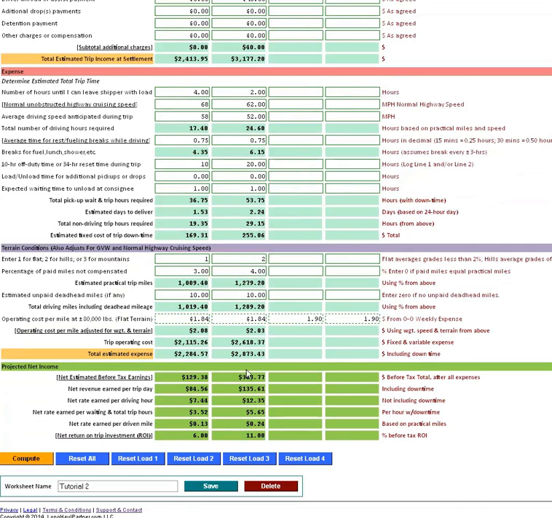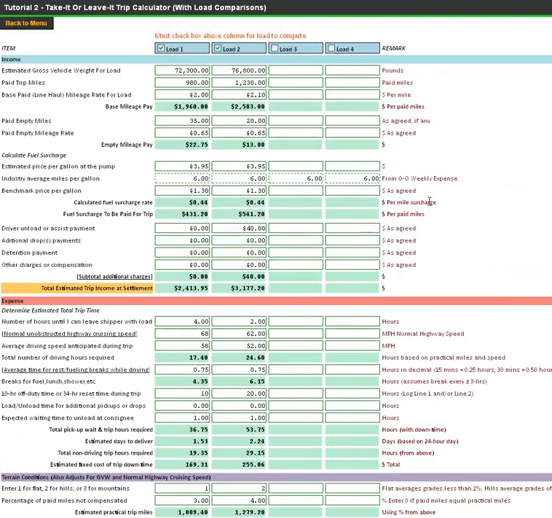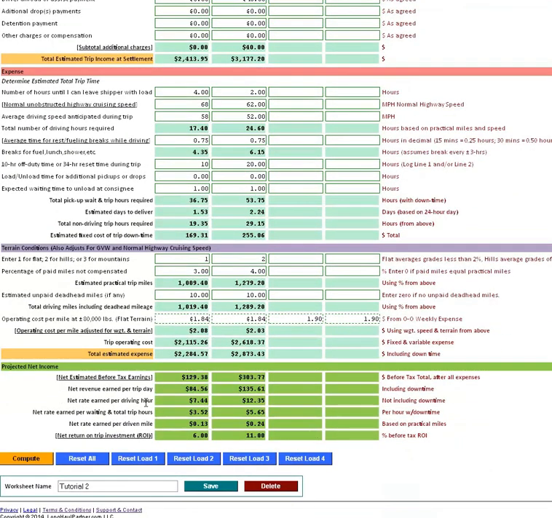So here's a case where the take it or leave it calculator compares two loads that are very similar, 72,000 versus 76, mileage a little less, line haul not much different, fuel surcharge identical. And you think, well, okay, not that much difference. This guy's got more miles, so of course it's going to earn more money. But it's also a better load for you in terms of amount of money earned per day, per hour, per mile. It's better in every single regard.